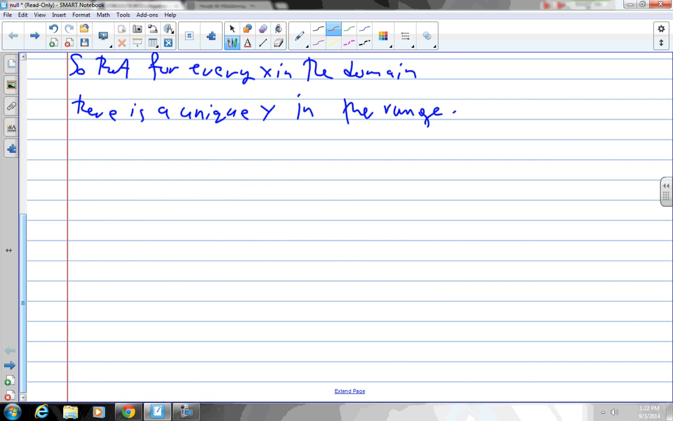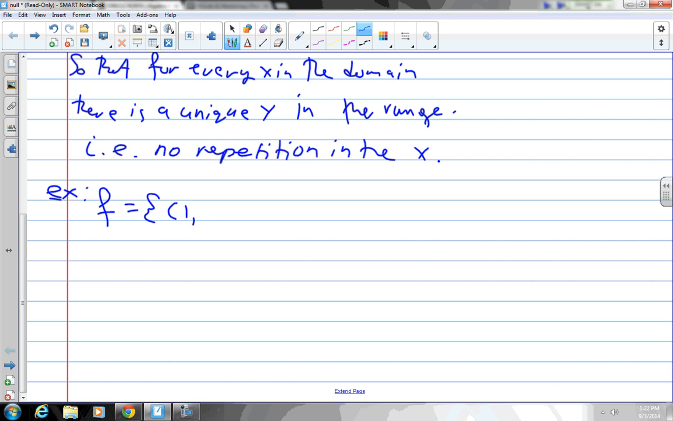So another way to say this phrase: no repetition in the x. Now, for example, let f equal (1, 0), (2, 0), (3, 0), (4, 1).